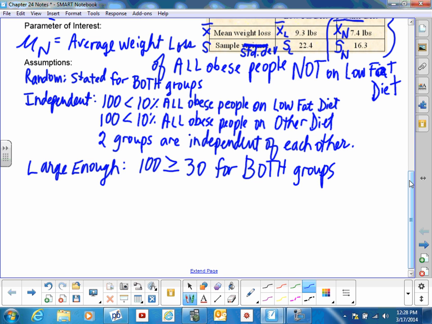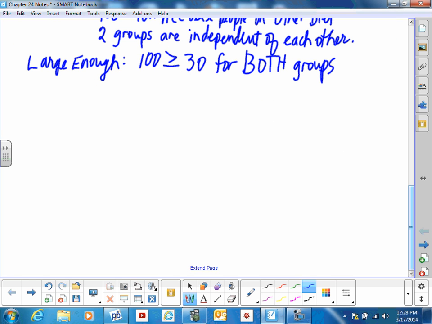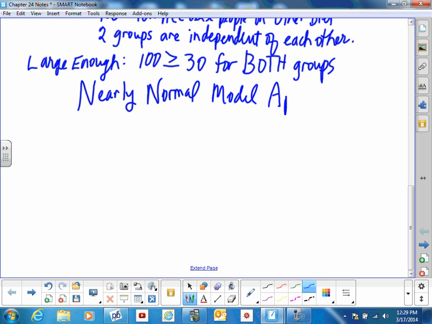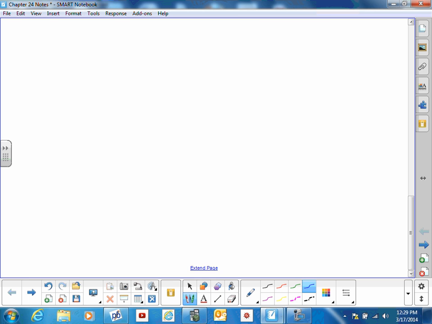Okay. So, in conclusion, then, what's happening? Okay, good. Nearly normal. It's nearly normal, not normal. Nearly normal model applies. Okay, and before we go and start doing the rest of the problem, I have to just make sure you have a strong hold on what is in this normal model.